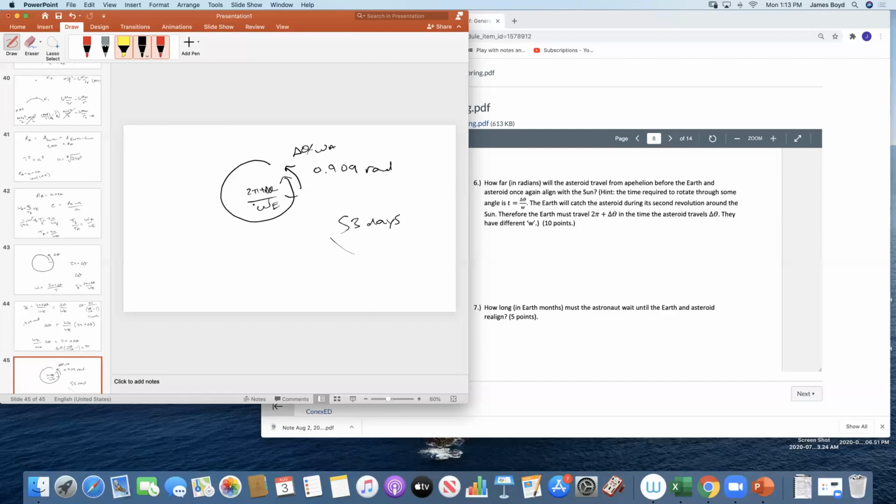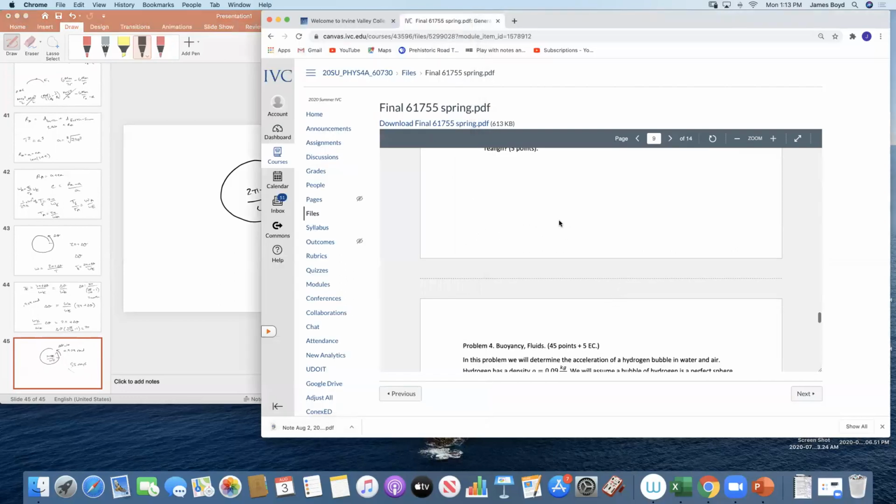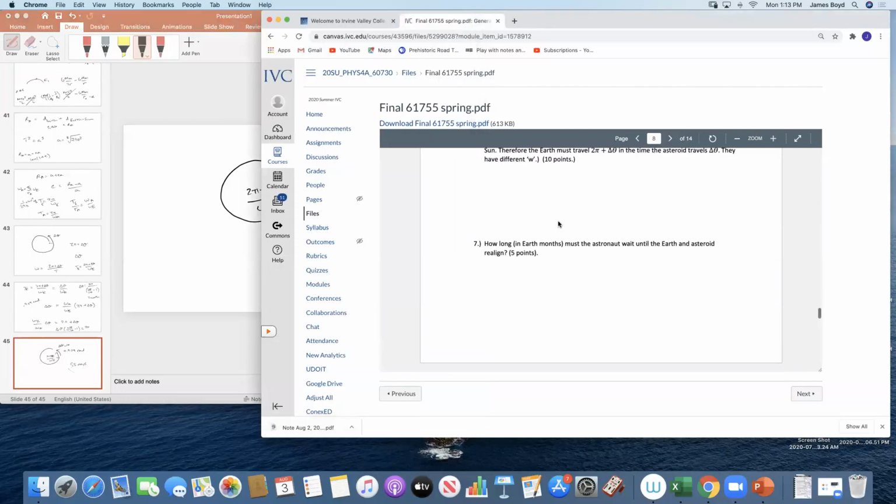And then finding that, you can find out how far it traveled in radians versus 2 pi, and use that to get the number of days or seconds or years that it took to travel that distance. And you can figure out for the Earth how long it takes until the Earth comes back. That's all well and good. That's just a weird problem to make it more interesting.